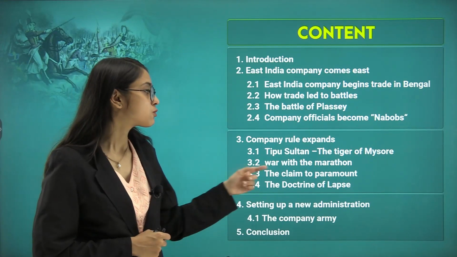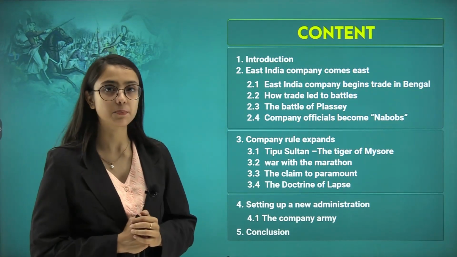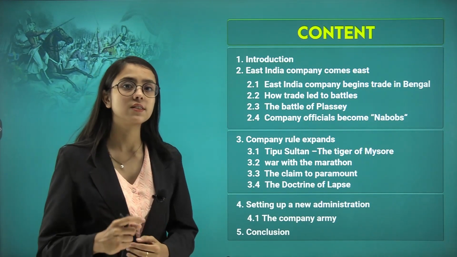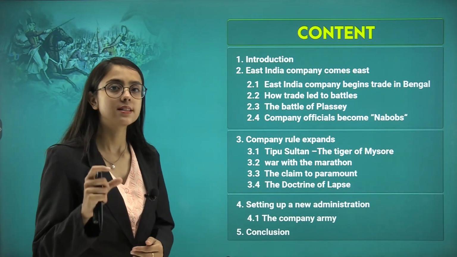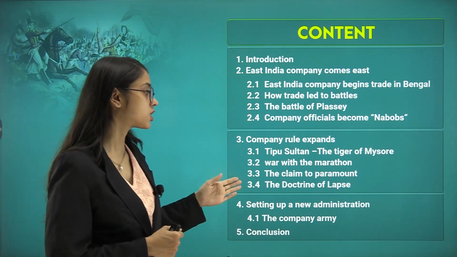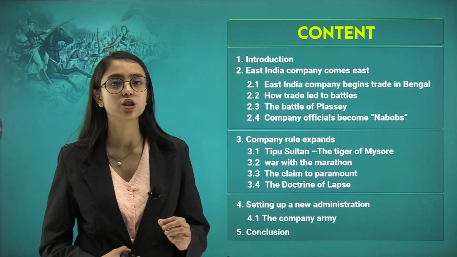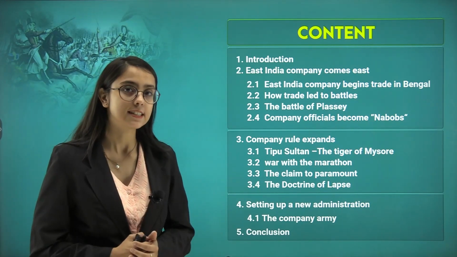Then the claim to paramountcy. Do you know what a paramount is? The top of a hill is known as a paramount. So there was always a competition for the East India Company to reach the paramount. We'll see that. Then the Doctrine of Lapse. This is a very important topic in this chapter, and we'll study it in detail.